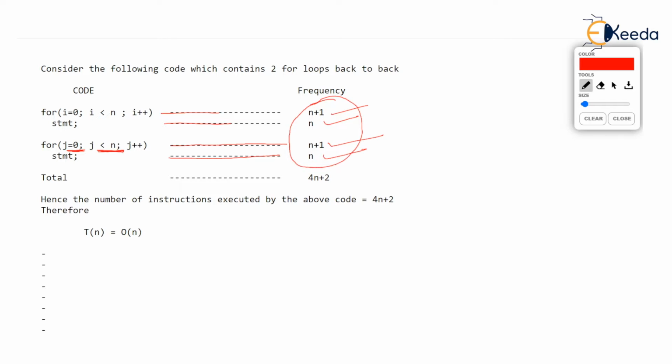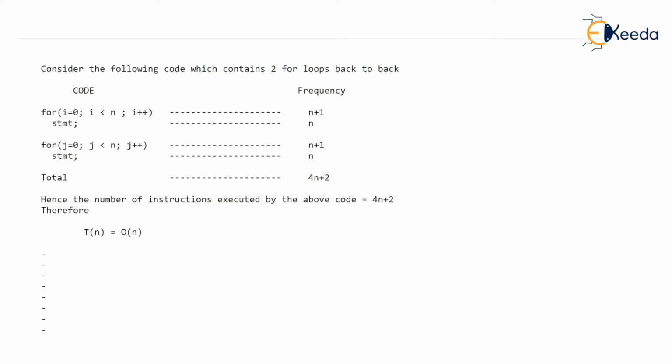So if you find out the total, this will be 4n, just add all this: n, n, n, n. So it will be 4n plus 1 plus 1, so 4n plus 2. But this is a polynomial of degree 1. So hence the order is order of n, isn't it? It's a linear function. Now just try analyzing this code again without bothering about the frequency.